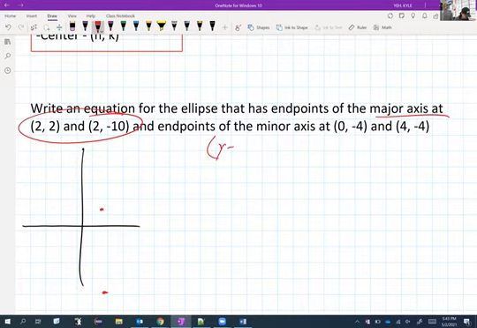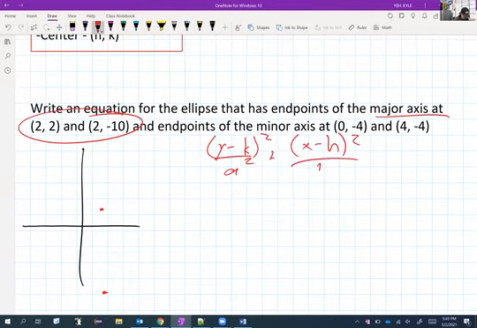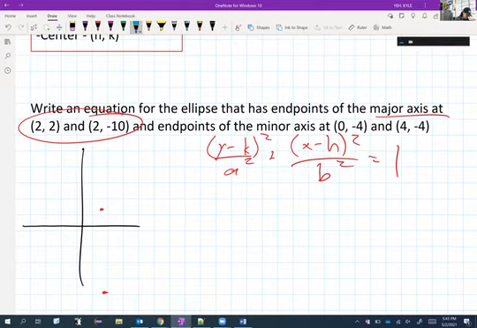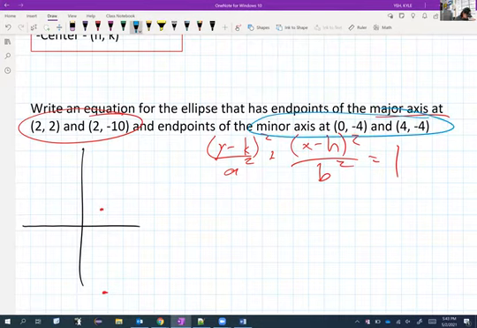So we know we're looking for (y - k)^2 over a^2 plus (x - h)^2 over b^2 equals 1. We know the y's have to come first over that larger a squared value because major axis is going up and down. Endpoints of the minor axis, (0, -4) and (4, -4). And so we can kind of see the shape of our ellipse.